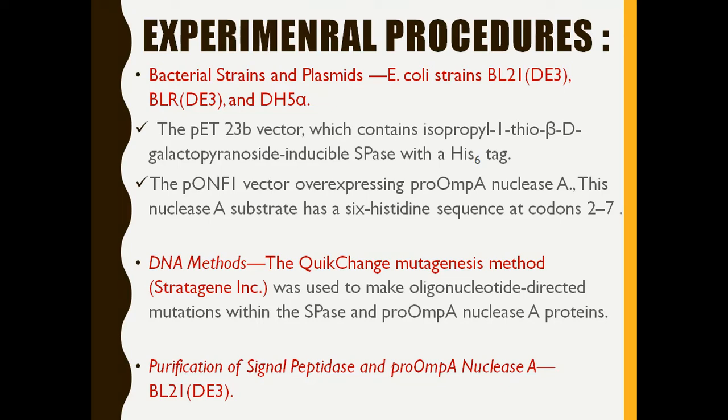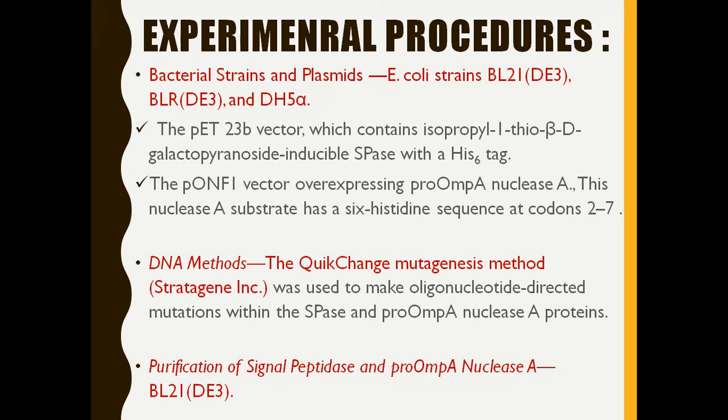The second step is the DNA methods. The QuikChange mutagenesis method was used to make oligonucleotide-directed mutations within the SPase I and the pro-OmpA nuclease A proteins. The third step is purification of the signal peptidase by His-tag.